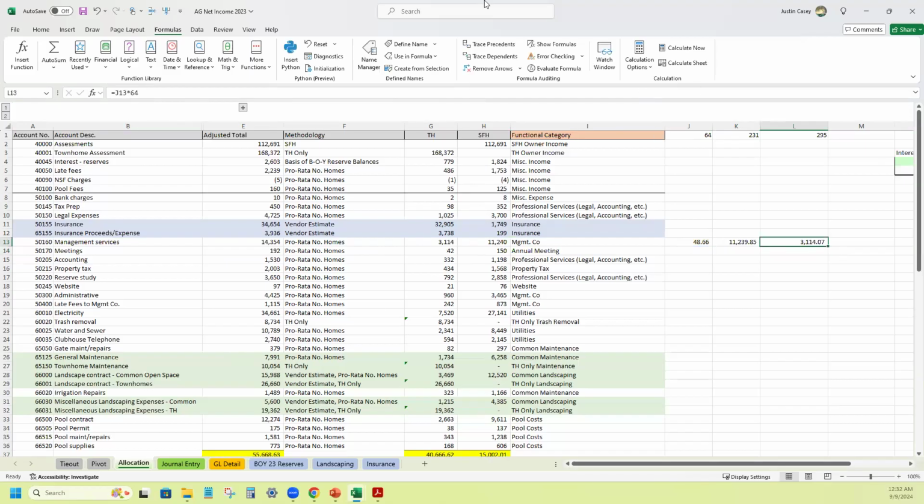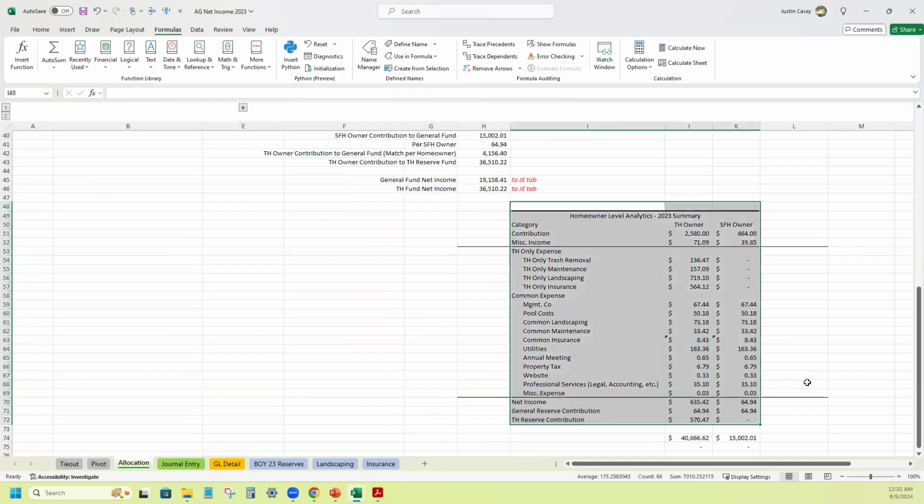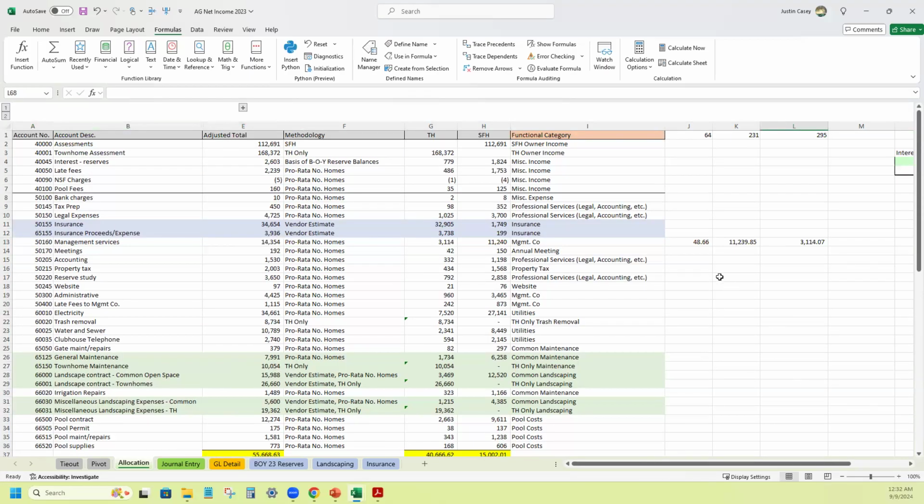So it's the same calculation. If we were to take this dollar amount, divide it by 295, which is actually what I do down here, right? That's exactly what I do down here. But take the dollar amount and divide it by 295 and then multiply it back out by the homeowners. It's the same math. The math comes out exactly the same.